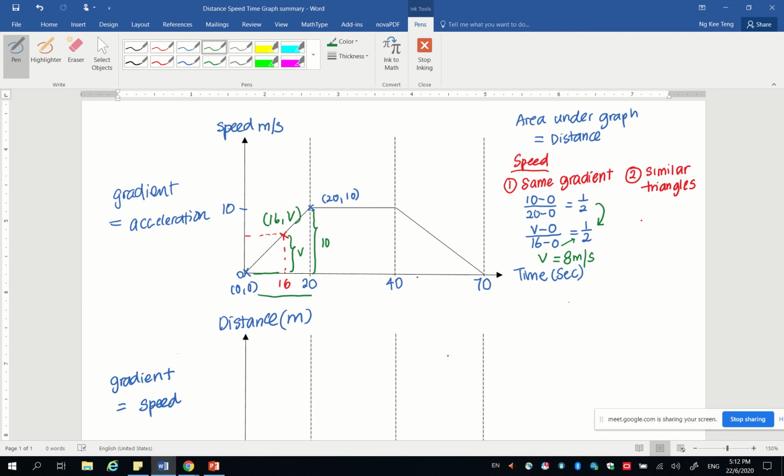I know there are a lot of you who wrote v over 16. That is not correct. It's corresponding sides first. So it's v over 10 equals to the base over the base, 16 over 20. So height over height equals to base over base. Then I can cross multiply, v equals 16 over 20 times 10. That will still give me the answer 8 meters per second.